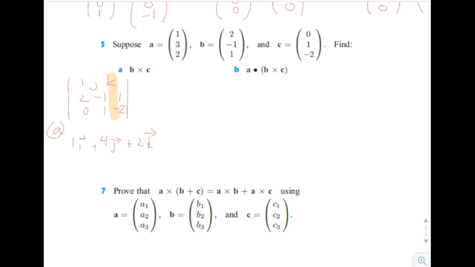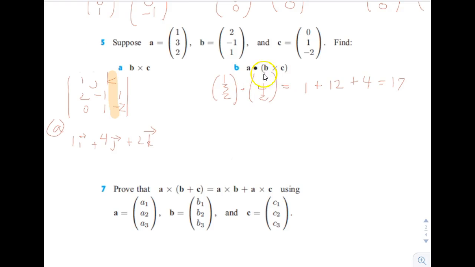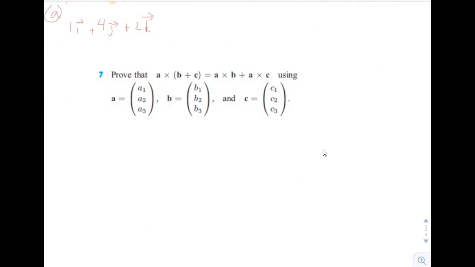Okay? And so that would be the result for B cross C. And then to find the final answer, we would take the dot product of 1, 3, 2 and 1, 4, 2. Now that you're doing cross products, the dot product is easy, right? It would be equal to 1 times 1, which is 1, plus 3 times 4, which is 12, plus 2 times 2, which is 4. And the answer is 17. If you remember, this is called the scalar triple product.